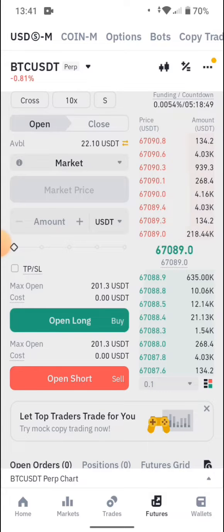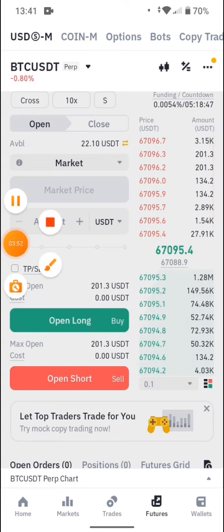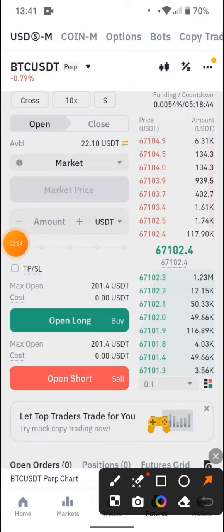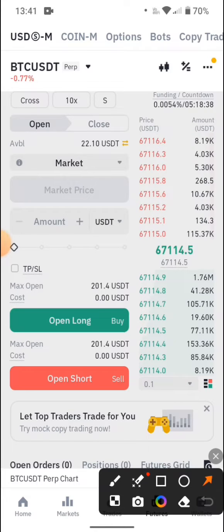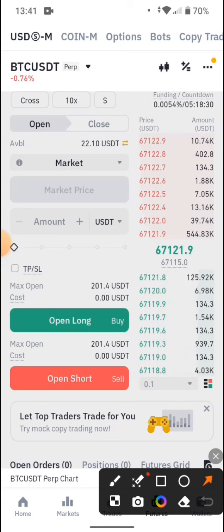I'll start step by step on how you can understand this interface. The process is very easy. You don't need a computer to do this at all. You just need your phone and access to the internet, which I'm assuming you have if you are watching this. So the next thing, let's look at the interface. I'm going to explain one after the other.